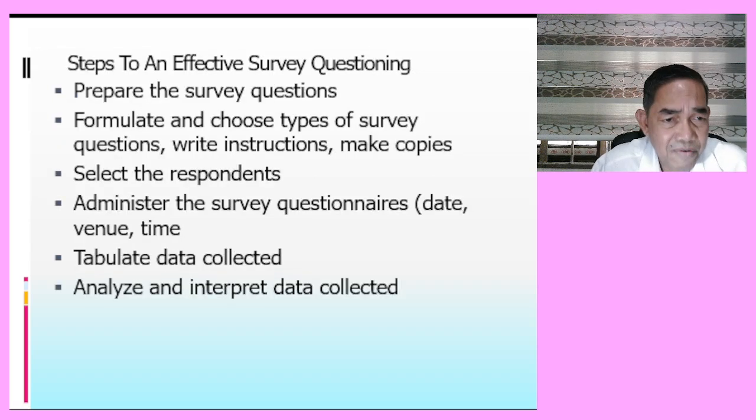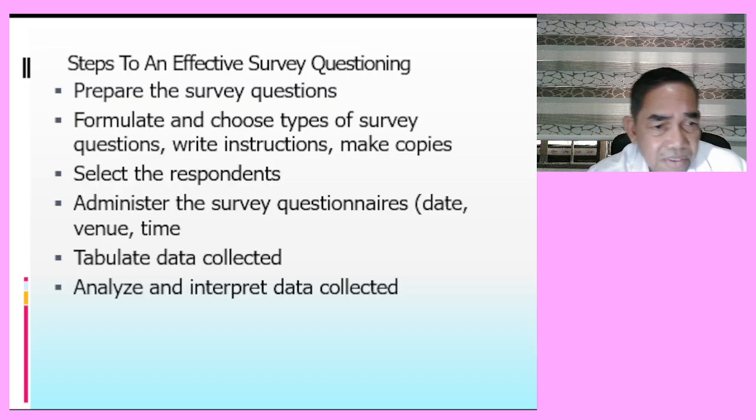Now, steps to an effective survey questionnaire: you prepare the survey questions, formulate and choose types of the survey questions, write instructions, and make copies. Then select the respondents, administer the survey questionnaire, the date, the venue, the time, then tabulate the collected data, and lastly, analyze and interpret the collected data.